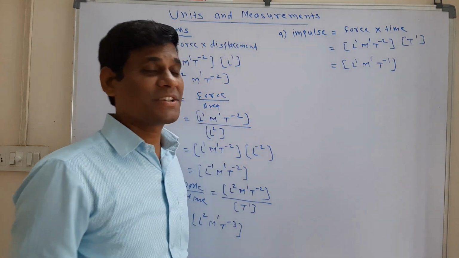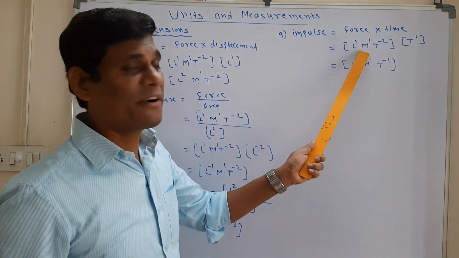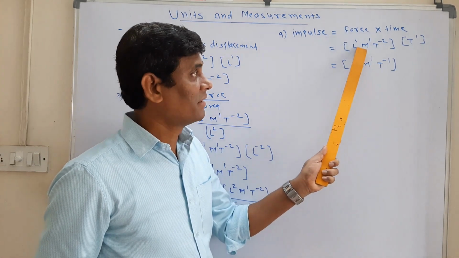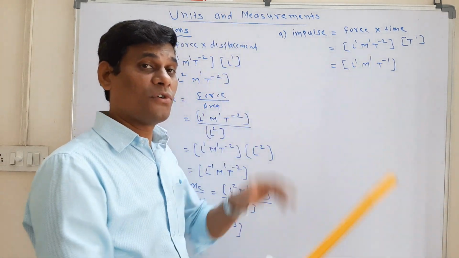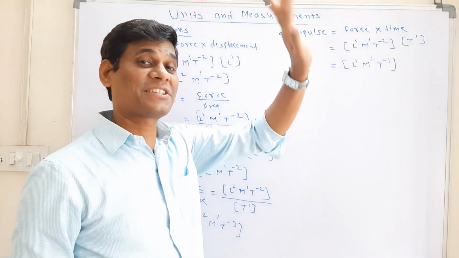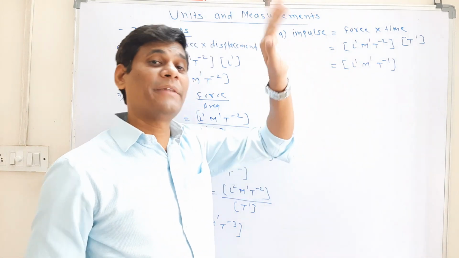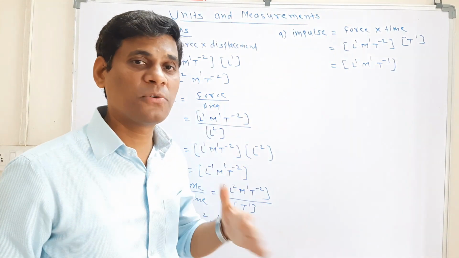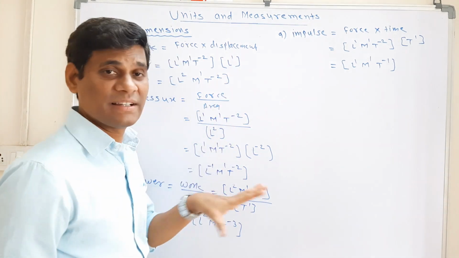I repeat students, you should know all the dimensions by heart. Suppose you do not know this dimension, then you have to calculate again. Force is equal to mass into acceleration, then acceleration is change in velocity upon time, then velocity is displacement upon time. So the basic dimensions have to be by heart. These are the basic things we are doing only.